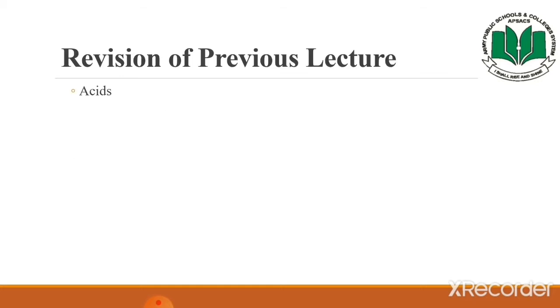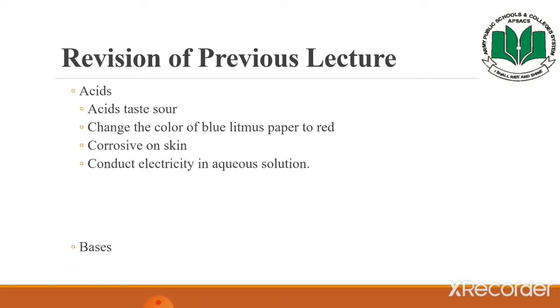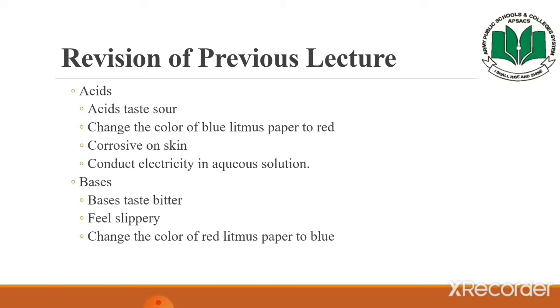daily life. The acids, we read that acids taste sour. They change the color of blue litmus paper to red. They are corrosive on skin. They conduct electricity in aqueous solution. The general properties that we read for the bases were: bases taste bitter, they feel slippery and soapy to touch, they change the color of red litmus paper to blue, and they conduct electricity in aqueous solution just like those of acids.